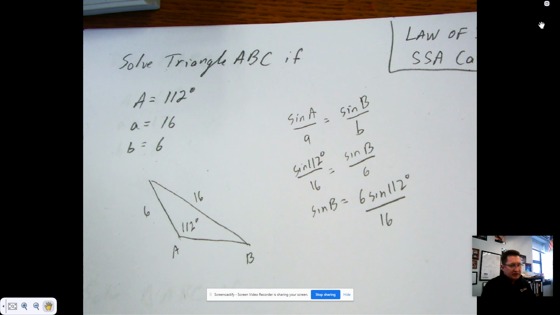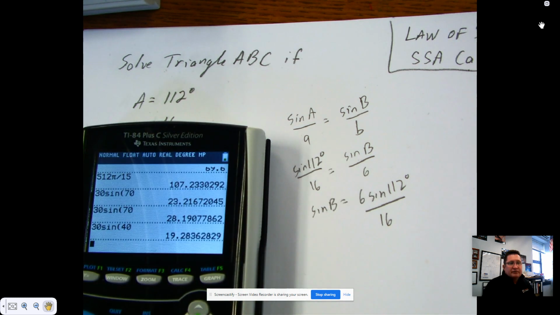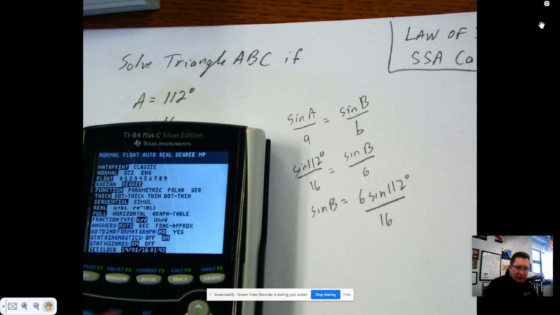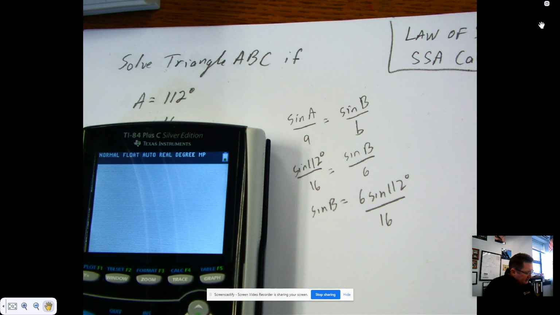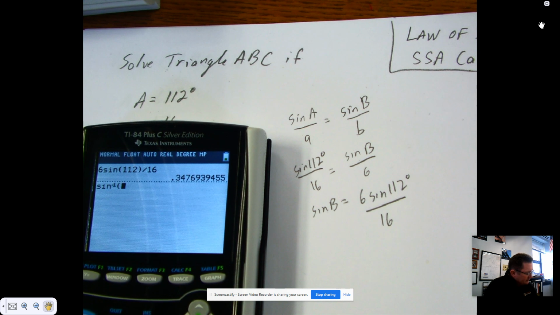Let's make sure we know how to use our calculator here. If we go to the calculator and make sure we're in degree mode, then we hit 6 times the sine of 112 and divide by 16. That gives you the sine of B. Now remember, you want an angle, and so you need to hit the sine inverse button. And so it's 20.346 degrees.